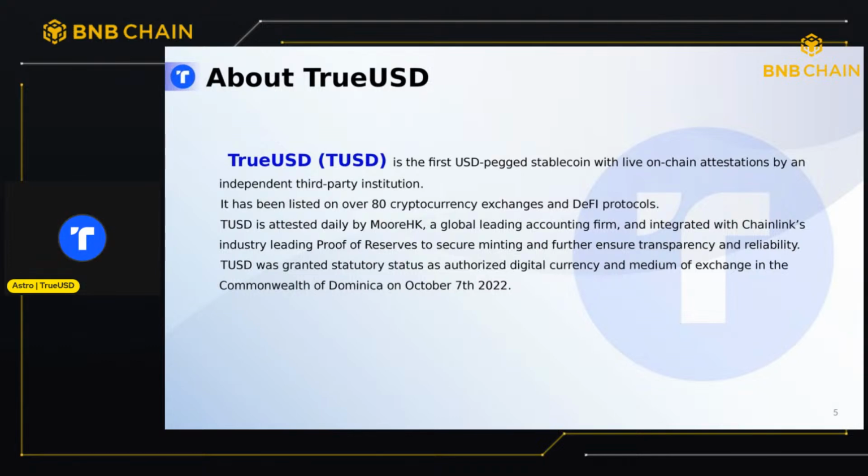TUSD has garnered widespread adoption, being listed on over 80 cryptocurrency exchanges and DeFi protocols. This makes TUSD popular across the world and throughout the blockchain landscape. One thing that sets TUSD apart is its unwavering commitment to transparency and reliability.